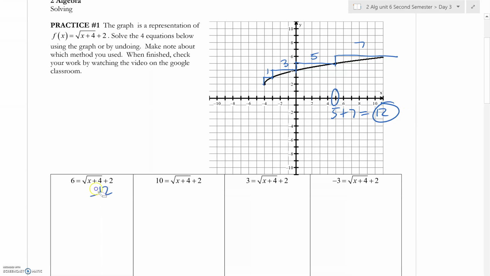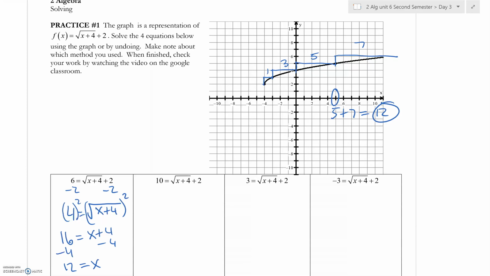Maybe you said, well, I know that I can subtract 2, and that to undo a square root, I square. And so 16 would equal x plus 4, and by subtracting 4, you get 12. All right, so we saw a lot of that solving by undoing first semester, and we're seeing it here again with our square roots.